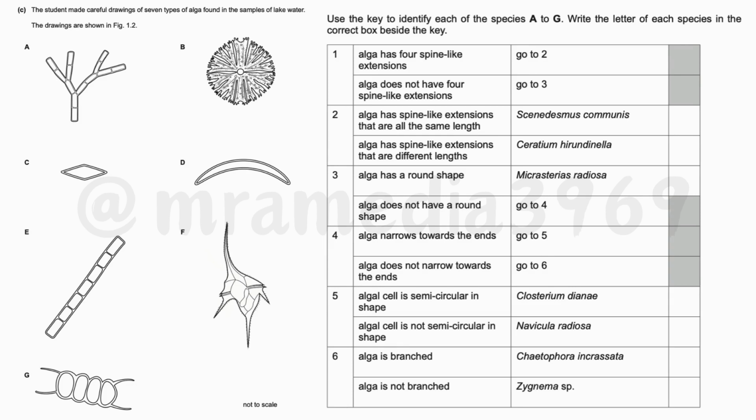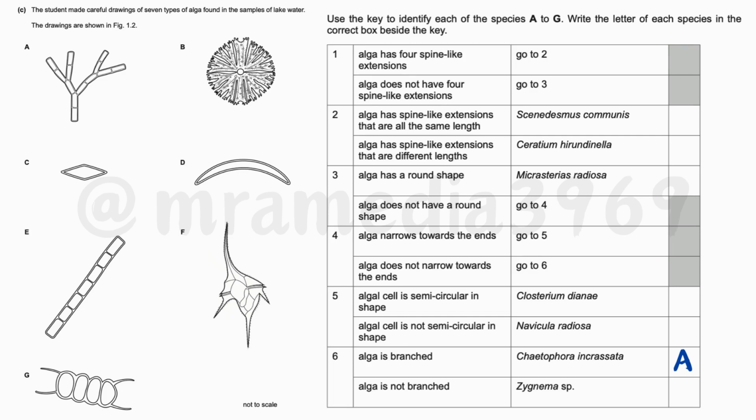Let's start with A. Alga has 4 spine-like extensions. We can see from the figure that it doesn't, therefore, the next one is alga does not have 4 spine-like extensions. That's true, so go to 3. Alga has a round shape. Nope, it doesn't, therefore alga does not have a round shape. Go to 4. Alga narrows towards the ends. Alga does not narrow towards the ends. It doesn't, so go to 6. Alga is branched. Yup. In that case, A is Chaetophora incrustata.